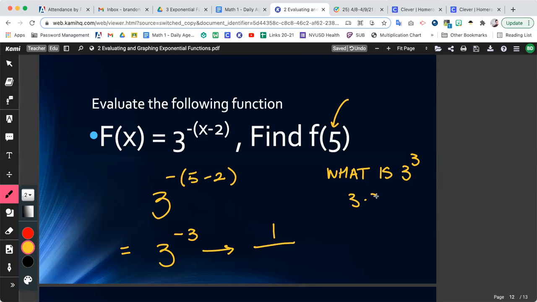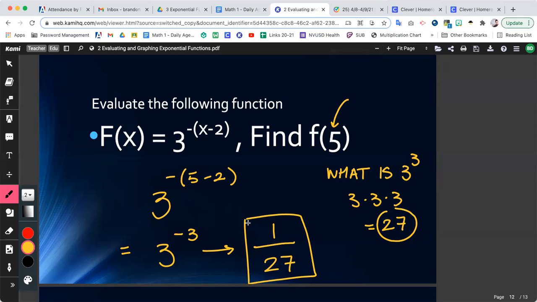27. Very good. 27. Remember, that's 3 times 3 times 3. So the final answer is going to be 1 over that. So 1 over 27. Very, very good. And that's it.